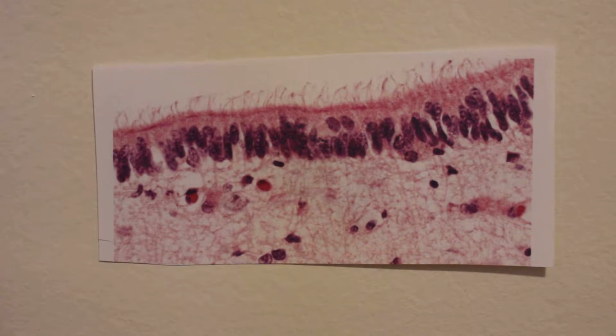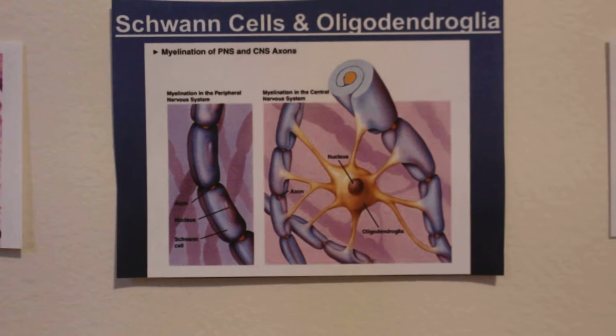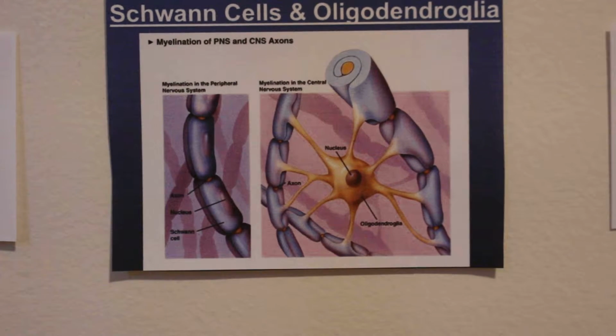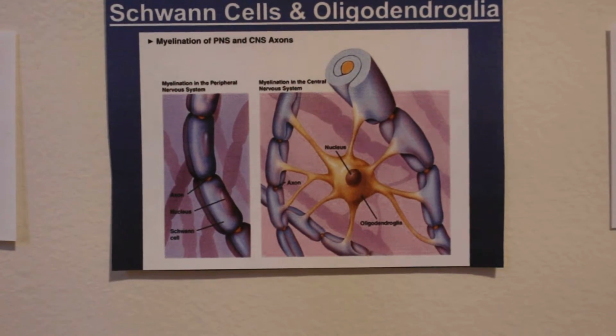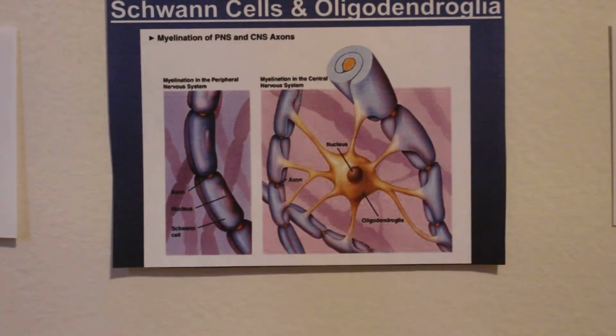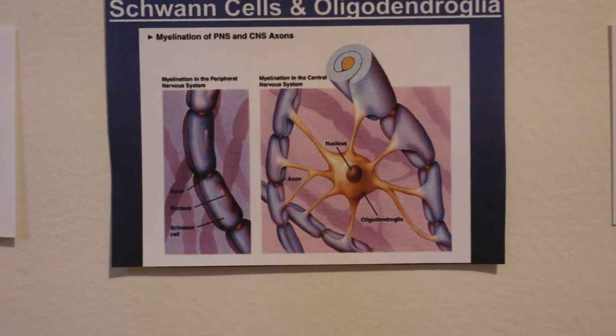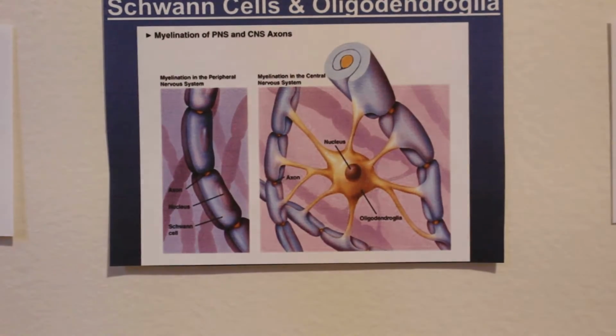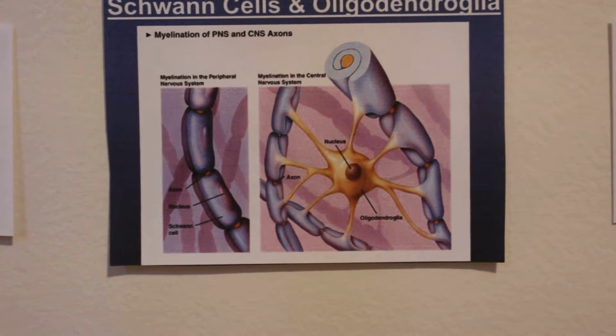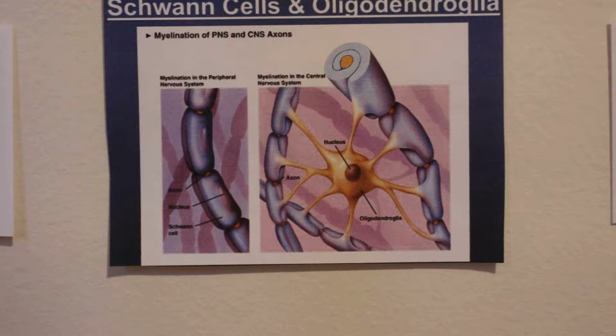So, onto the oligodendroglia and the Schwann cells. Oligodendrocytes, which are these, wrap many axons and are found within the central nervous system. And then these are the Schwann cells, and they wrap one axon and are found within the peripheral nervous system. And the myelin is a substance that wraps axons to insulate them.